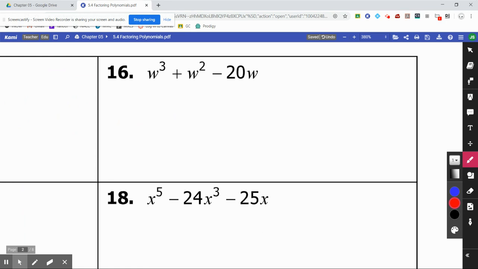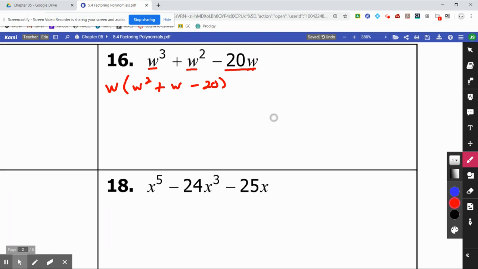16, always look for a GCF first. This has a w in common, the lowest power. W times w squared gives you this. W times a w gives you this. And w times a negative 20 gives you this. And then what you are left with, then you see, will this trinomial factor?